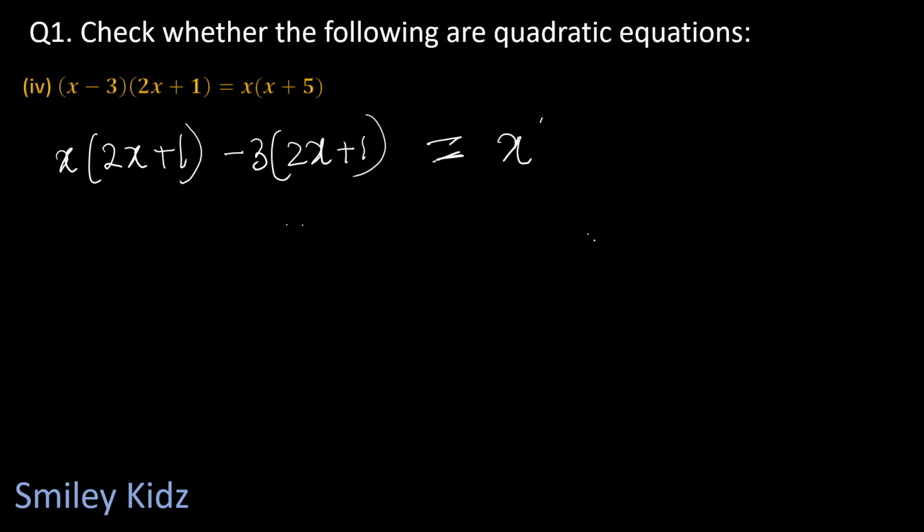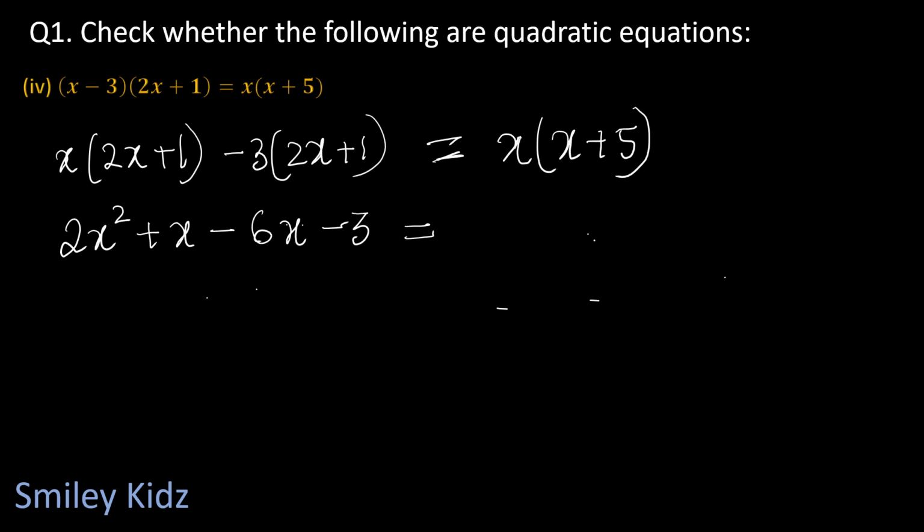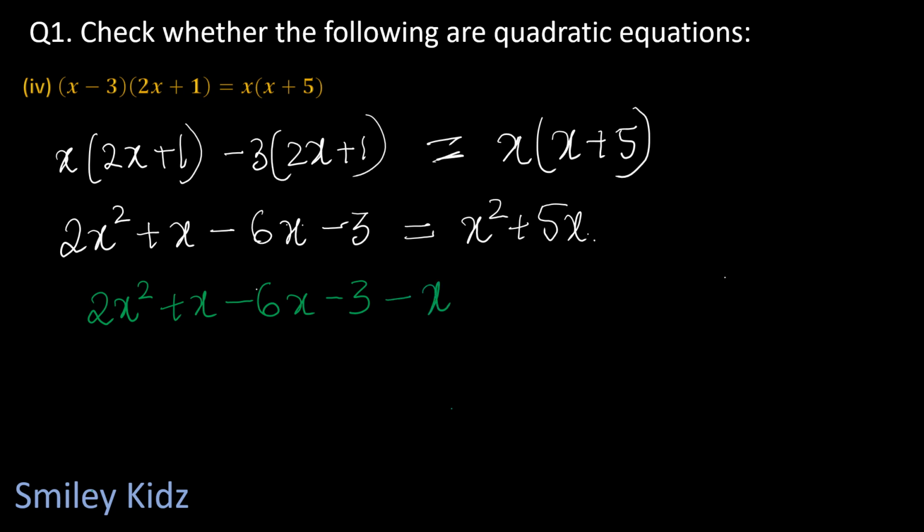x into x plus 5. Let me keep it as it is. And in the next step, we're going to simplify all of them. So this is going to be 2x square plus x minus 6x minus 3 equals x square plus 5x. Now I'm going to take this x square plus 5x to the other side, isn't it? So it's going to result in 2x square plus x minus 6x minus 3 minus x square minus 5x, because here both the terms are on the positive side. When it goes to the other side, it turns out to be negative.